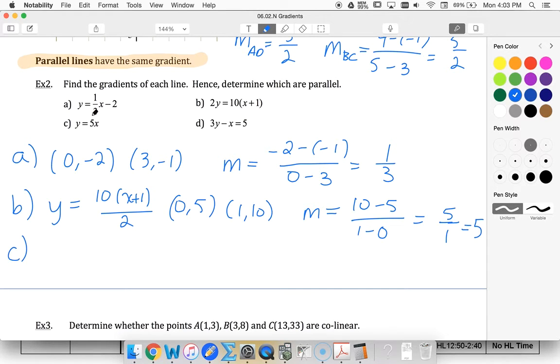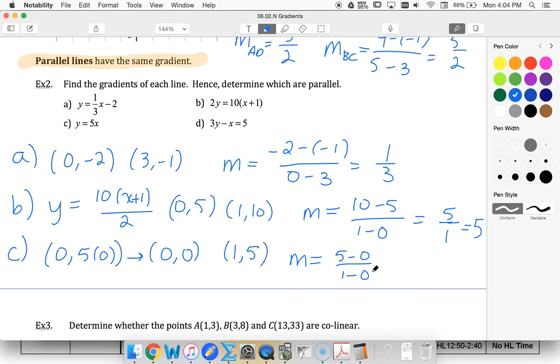Let's see. This one is really easy to look at. If x is 0, then my y value is 5 times 0, so that gives me the point (0, 0). If x is 1, I get 5 times 1, which is 5. So now my slope, 5 minus 0 over 1 minus 0, and I get the same slope, 5 over 1 or just 5. So that must tell me that lines B and C are parallel to each other.